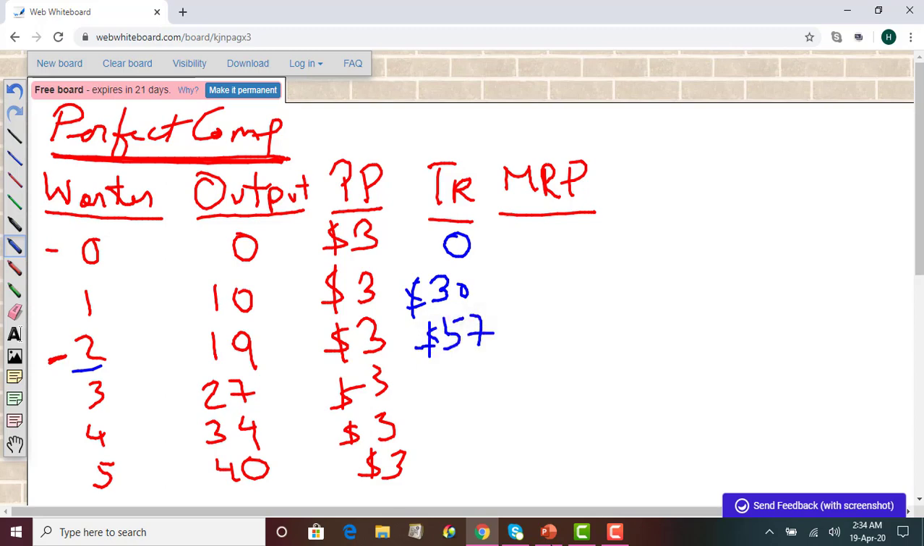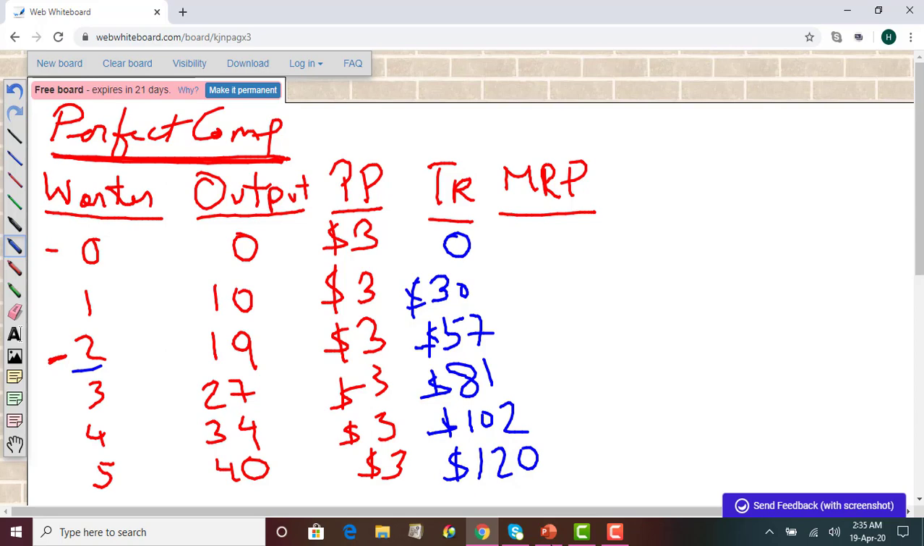Then we have 27 times 3, which is 81. Then we have 34 times 3, which is 102. And finally, we have 40 times 3, which is 120. So that is your total revenue.